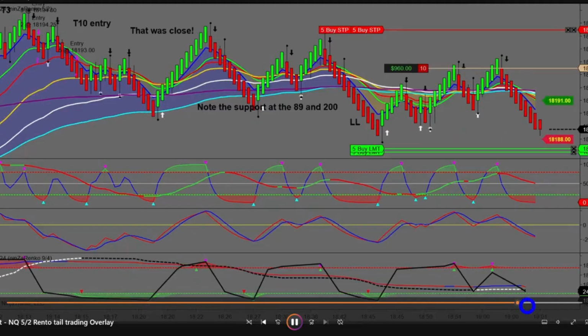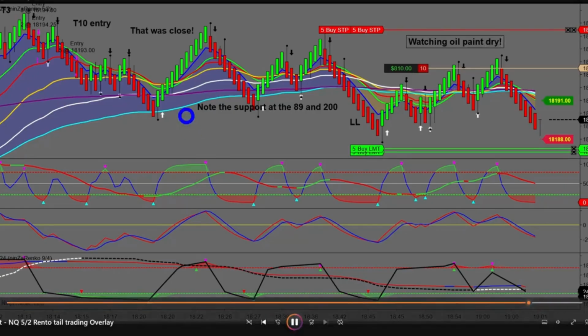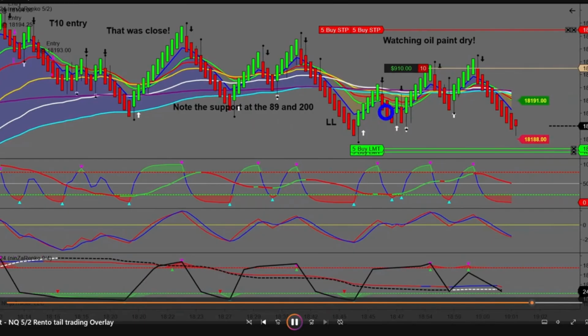Okay, kept going. Now we're nearly hitting our target, and I'm thinking, gee, I can't wait to get out of this thing. What's this here? What am I typing in here? Oh, watching oil paint dry. All right, this is just torturous. And see, look at that there then. It bounced back up again.